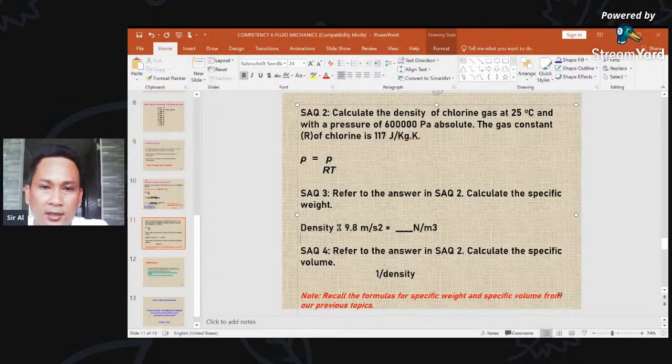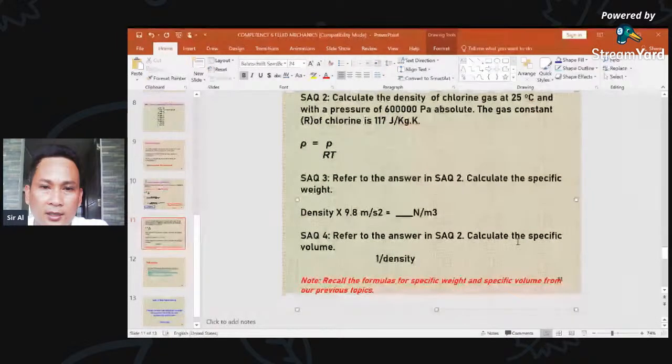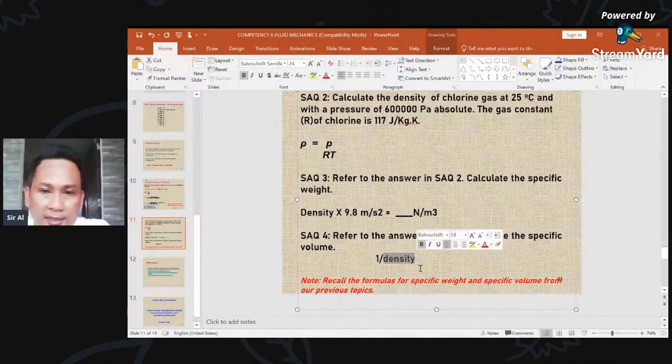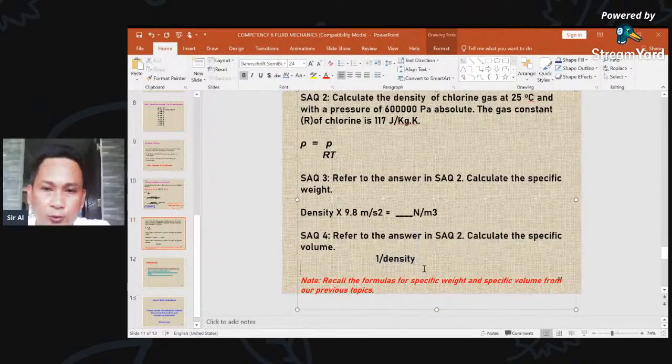For the third one, compute the specific volume. This is very easy. Remember that specific volume is the reciprocal of the density. So what you will do is 1 divided by the computed density from SAQ2. Okay? So don't forget the formulas from the previous topic that we had, because they are still applicable to and related to some topics that we're going to encounter in the future.